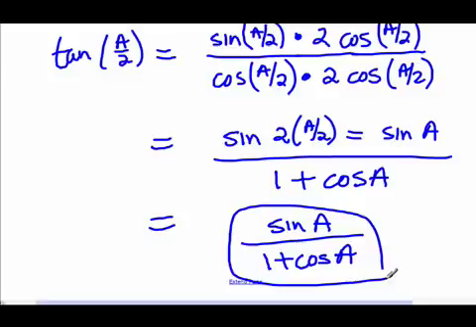Again, you used a double angle identity up top, and you used a double angle identity on the bottom to come up with the second possibility. Just another equivalent form for tangent of a half angle. Maybe it will come in handy. Maybe you'll never use it. I don't know. I can't see the future.